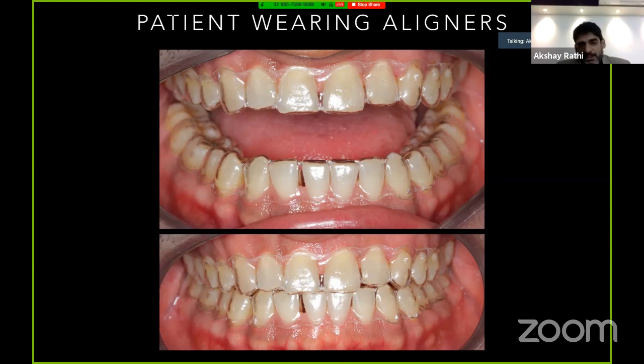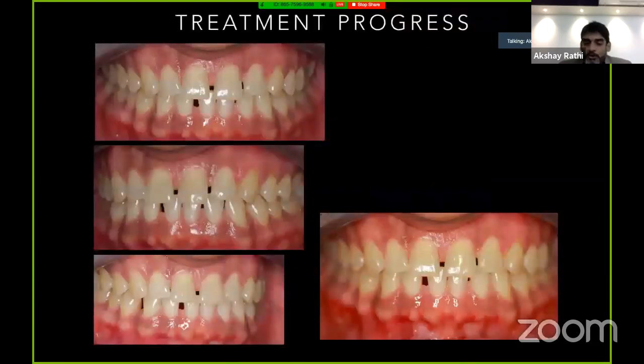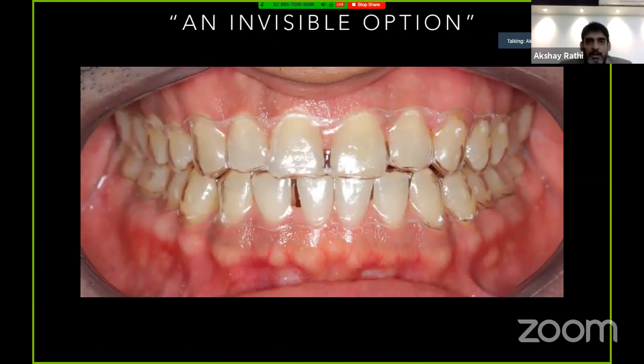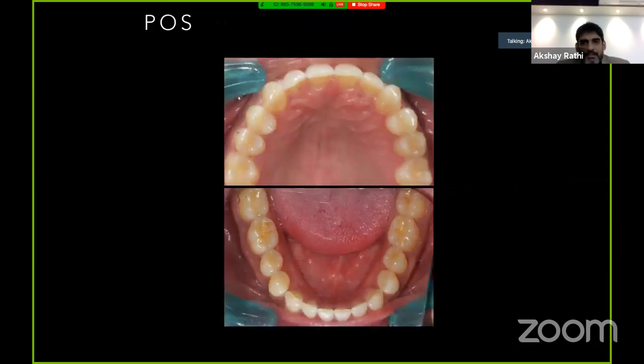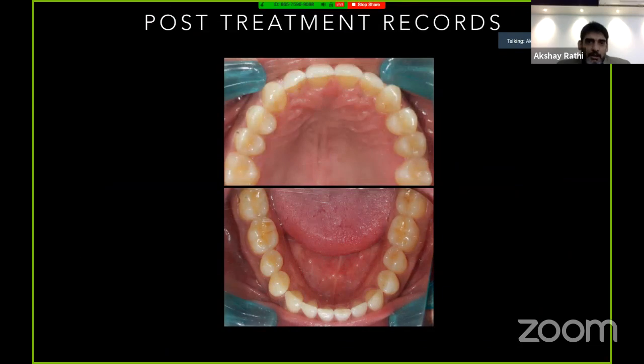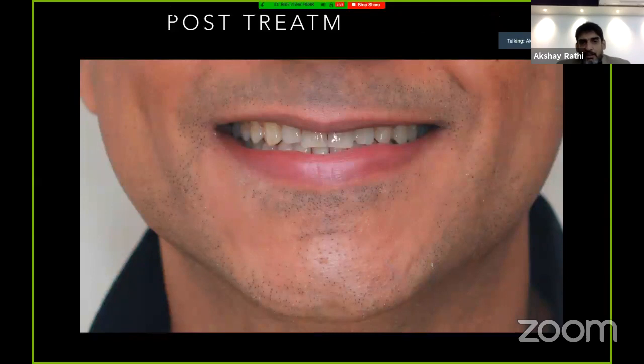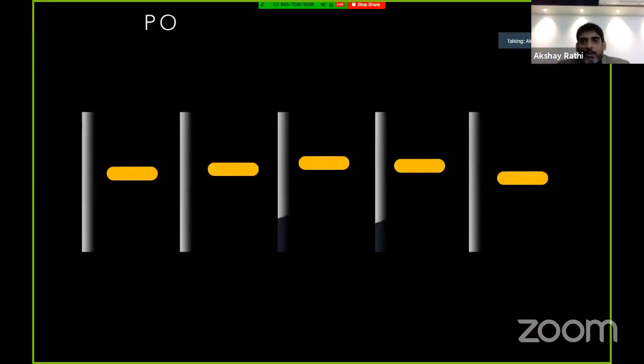We motivate the patient, do a bit of scaling, collect the records. You can see that some of the spaces are already reduced, and then this patient goes ahead and is very happy with the option. And this is what happens after the last aligner is delivered. All these spaces have closed, the proclination has reduced, the patient is comfortable, and this is how the patient smiles.